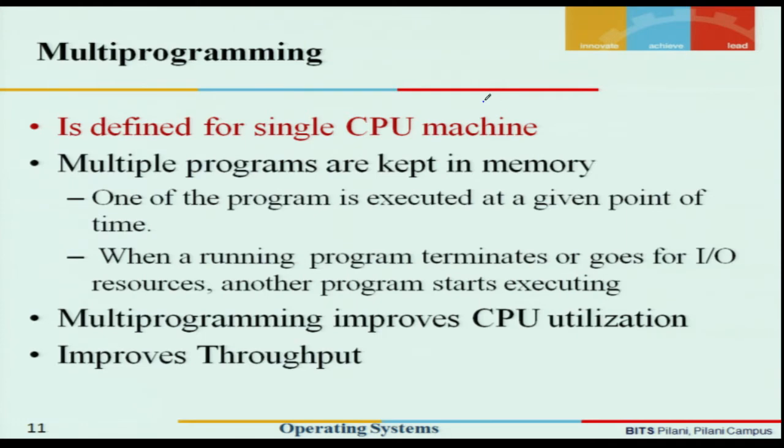As soon as the executing program tries to access an I/O device, knowing well that an I/O device is much slower compared to the execution of a processor, what can be done? The currently executing program can be suspended, and another program which is residing in memory can be started. So when a running program makes a request for I/O, this program can be suspended and another program can be started.